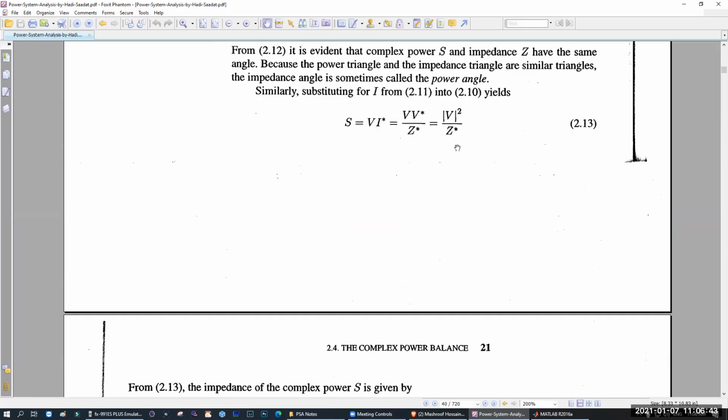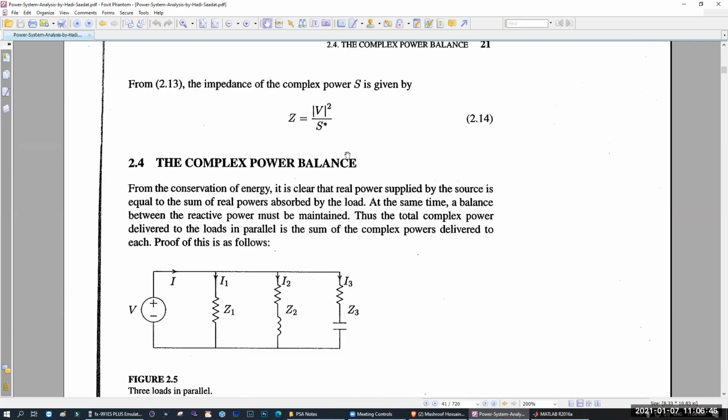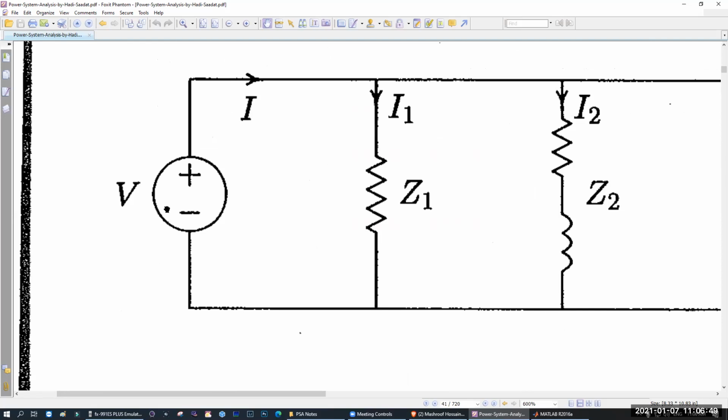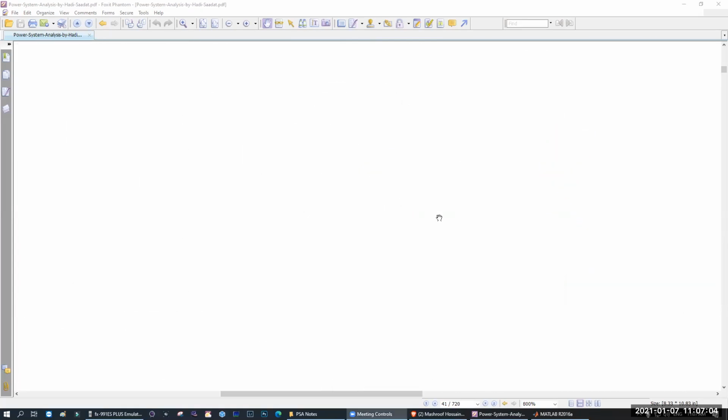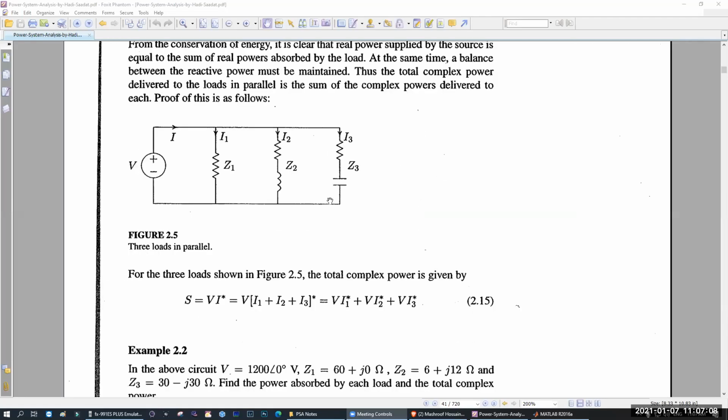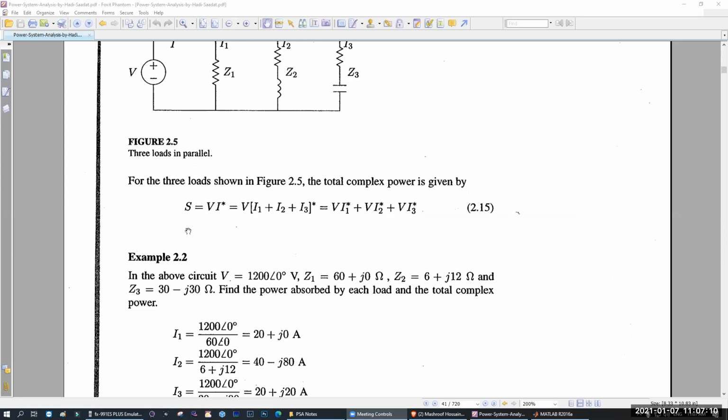Okay, so the complex power balance. By the way, what is this, everyone? This is a voltage source. This is a resistance. This is an inductance. This is a capacitor, the capacitance. You already know it, so it will be easier for me.